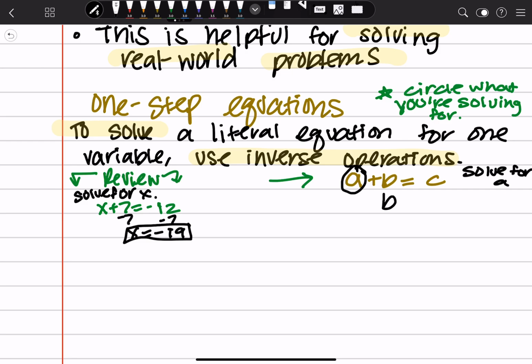Now this B is positive, so we're going to do a negative, which is the inverse. What we do to one side of the equal sign, we're going to do to the other. You'll notice I didn't put it directly under the C because I can't take B away from C. That's like taking away apples from oranges. That's not possible. That's weird, y'all. So this is going to end up zeroing out right here, and now you've got A is equal to C minus B. Because you cannot combine those like terms, that right there is your final answer.